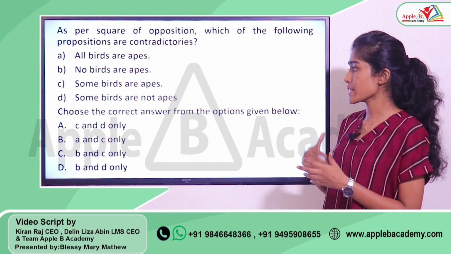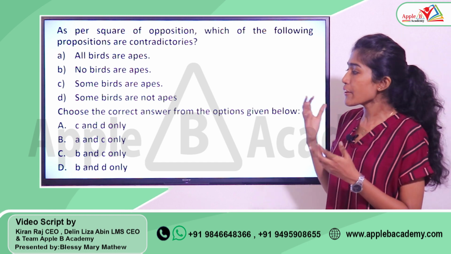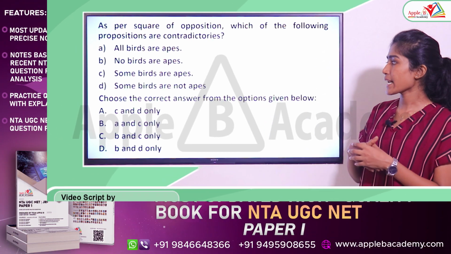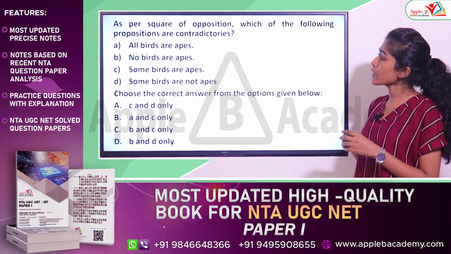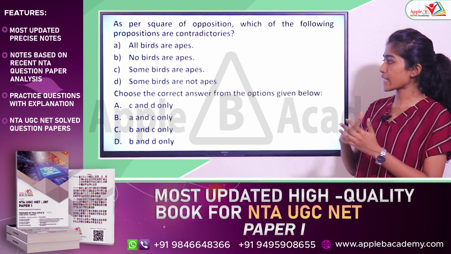All birds are apes and some birds are not apes. If you consider the options or combinations that are given there, we don't have an option which includes A and D, right? So in that case, we need to consider the next option.